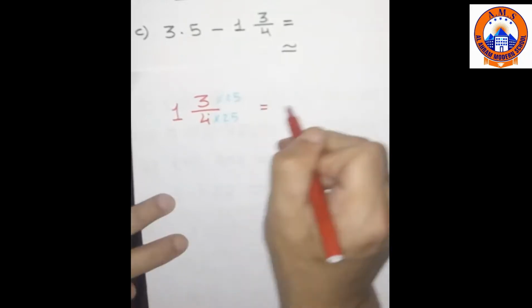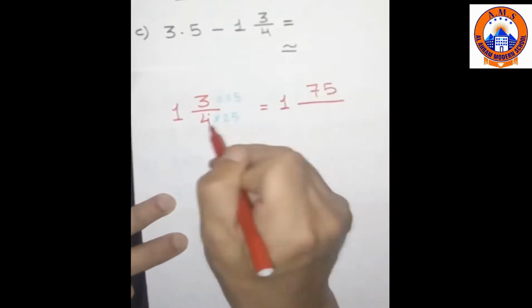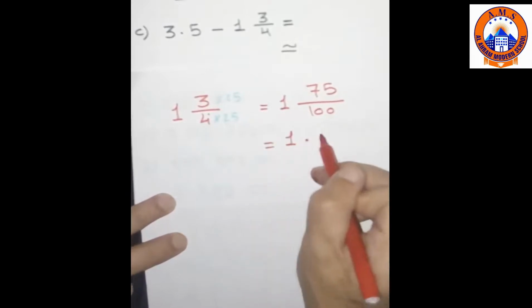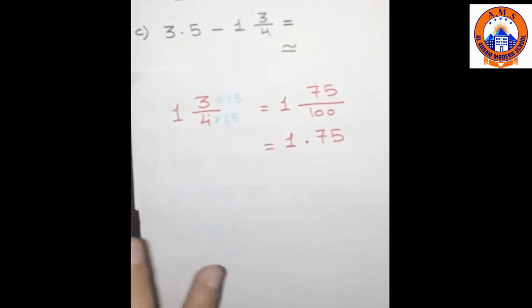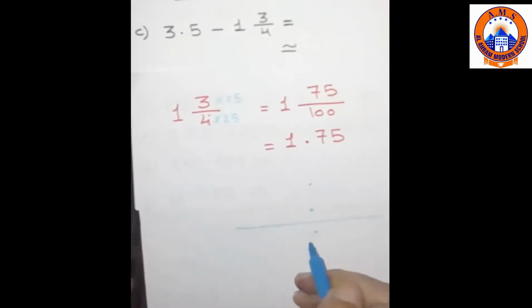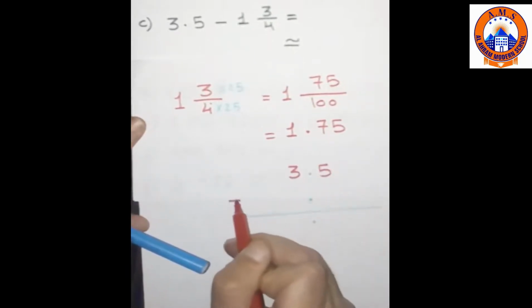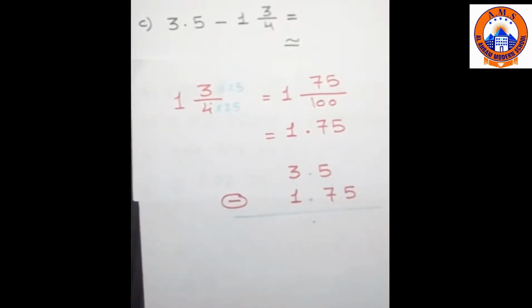We have 1. 3 by 25 is 75, and 4 and 25 give us 100, so this is equal to 1.75. Then I'm gonna make the subtraction by putting a point under it, another point, take a line, another point. The first number is 3.5. We subtract from 1.75. We have an empty digit, we fill it with 0.